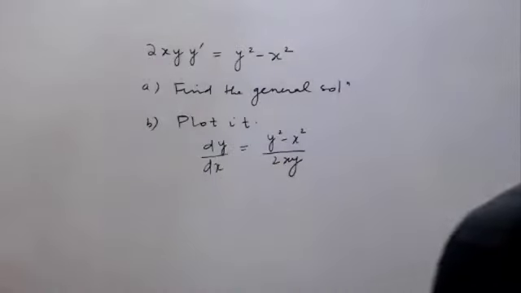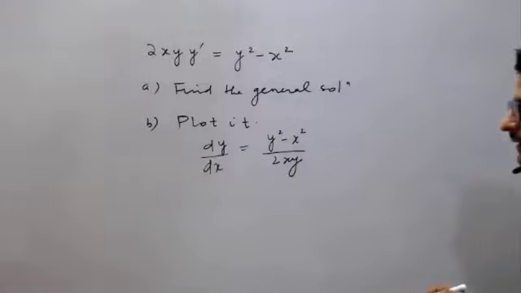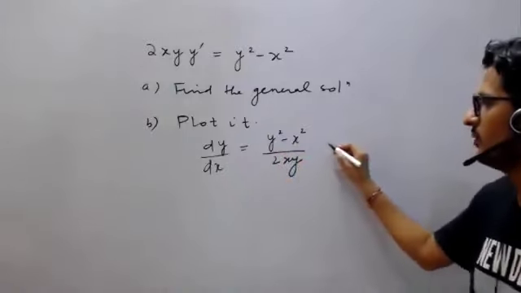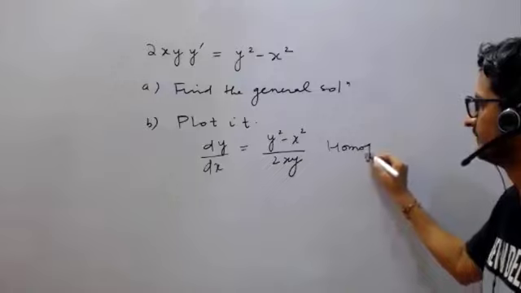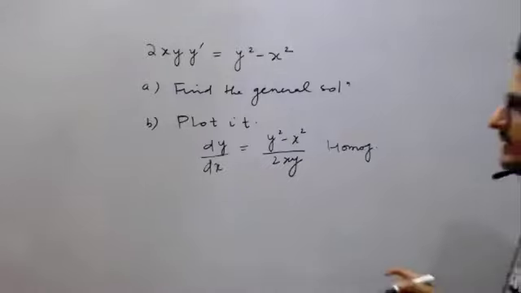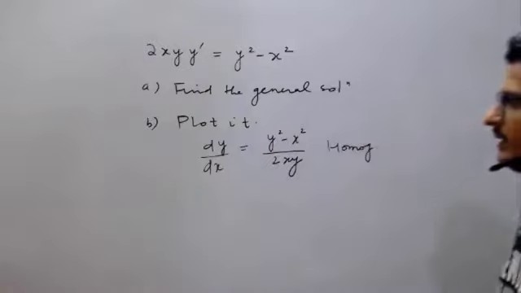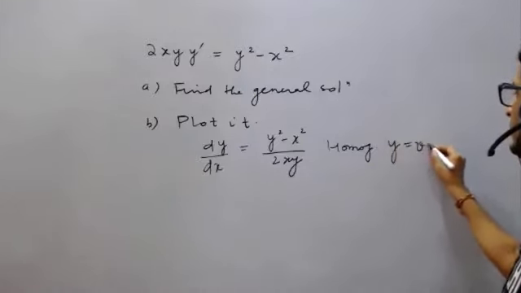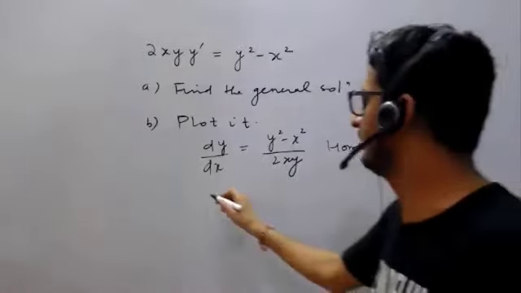Now when a question comes in front of you, see, this question can be solved in many ways, but you can see this has the same degree. So this is homogeneous, no? Can you see that? This is a homogeneous equation. So let us solve it using the homogeneous concept. What we do in homogeneous equations, we put y is equal to vx.